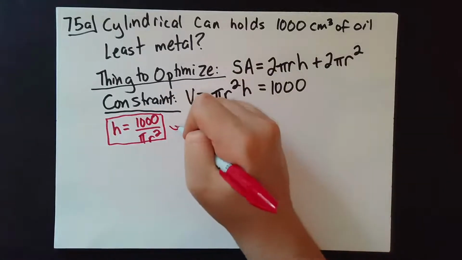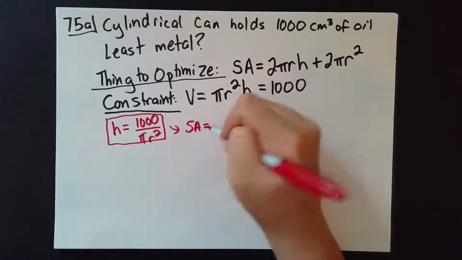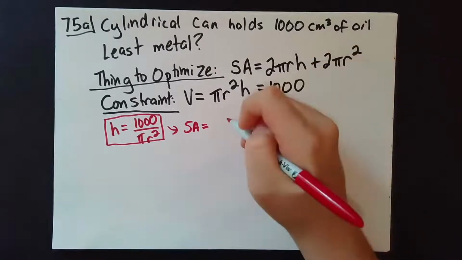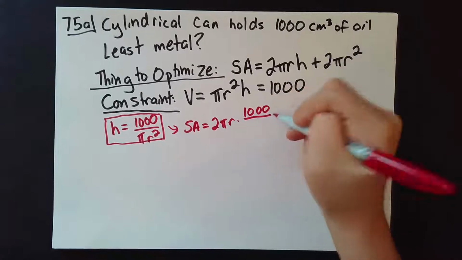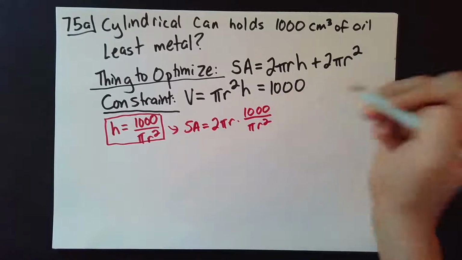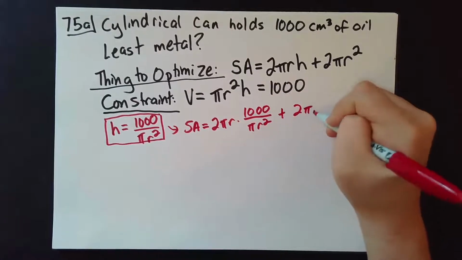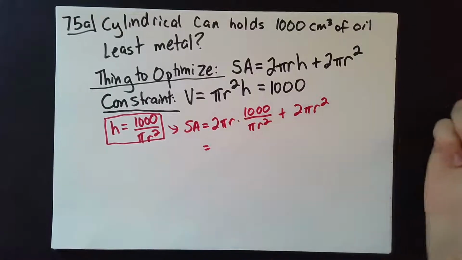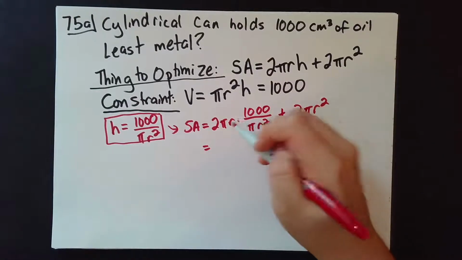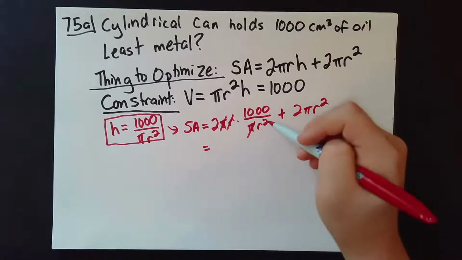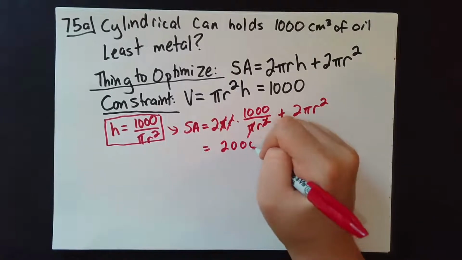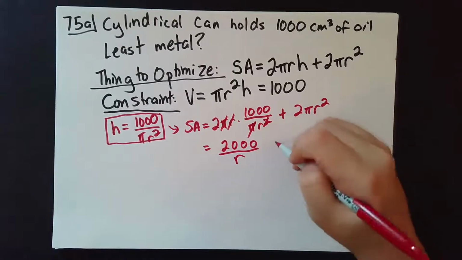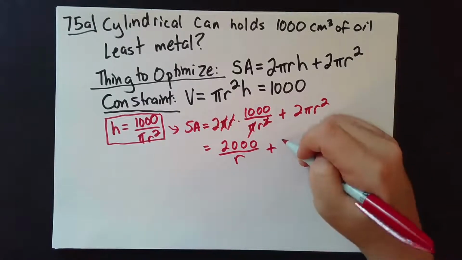I'll then substitute that into the surface area, which will give me that the surface area will be 2 pi r times 1,000 over pi r squared plus 2 pi r squared. This will simplify a bit. The pi's will cancel, one of the r's will cancel, and so this will work out to be 2,000 divided by r plus 2 pi r squared.